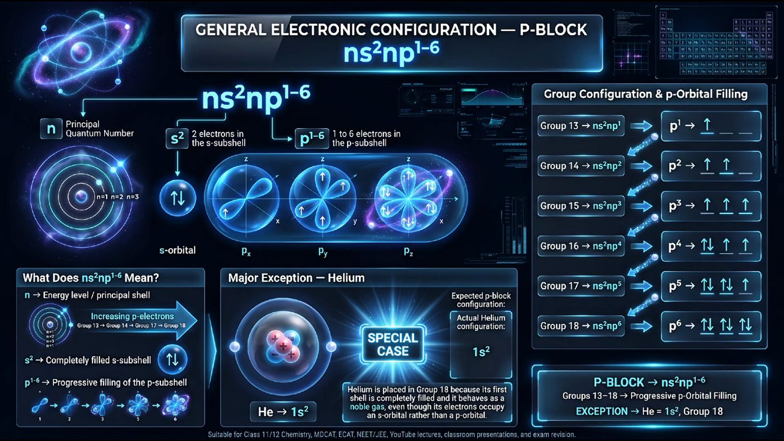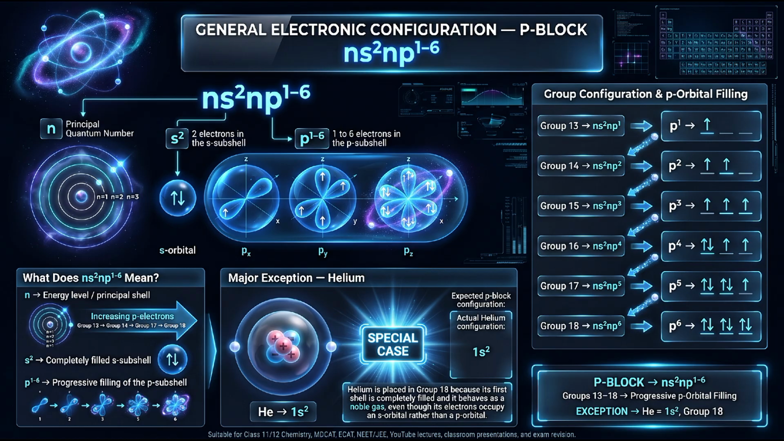Another important concept is the distinction between a partially filled and completely filled p-subshell. A p¹, p², p³, p⁴, or p⁵ configuration represents a partially filled p-subshell. In contrast, p⁶ represents a completely filled p-subshell. A completely filled p-subshell is associated with a particularly stable electronic arrangement. This is why the noble gases at the end of each relevant period have exceptionally stable outer configurations.